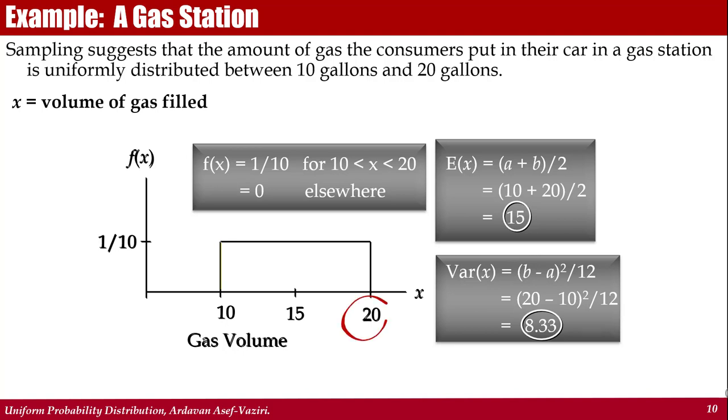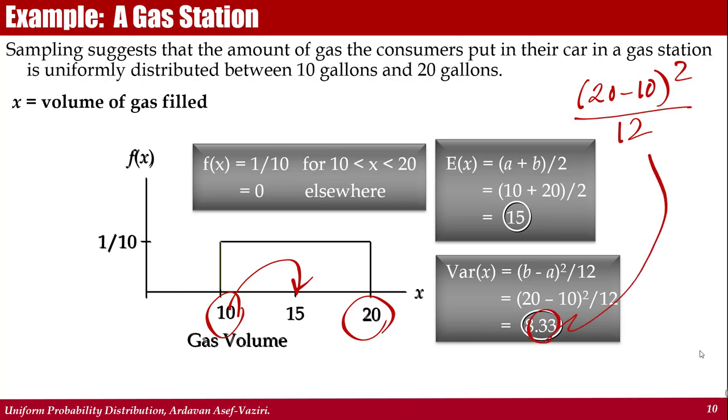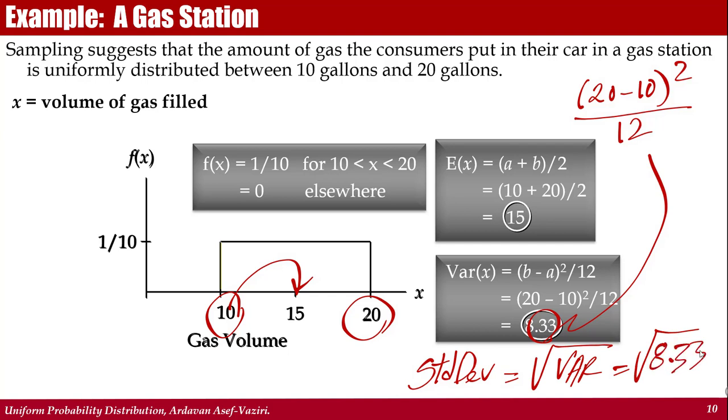The average is 20 plus 10 divided by 2, which is 15. The variance is 20 minus 10 to the power of 2 divided by 12, which is 8.33, and the standard deviation is equal to the square root of the variance, or the square root of 8.33, which is slightly less than 3.